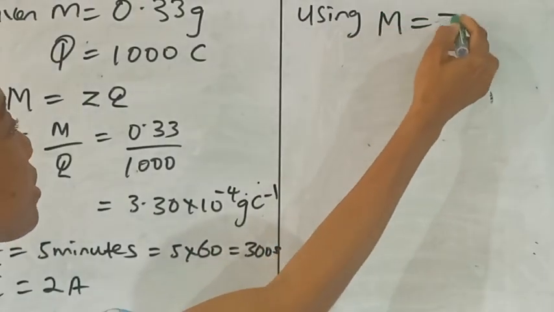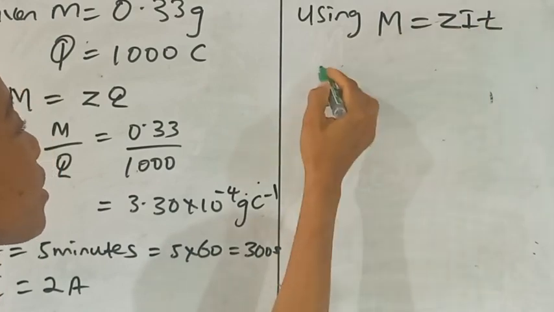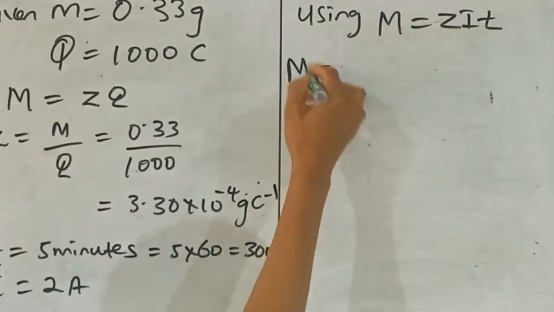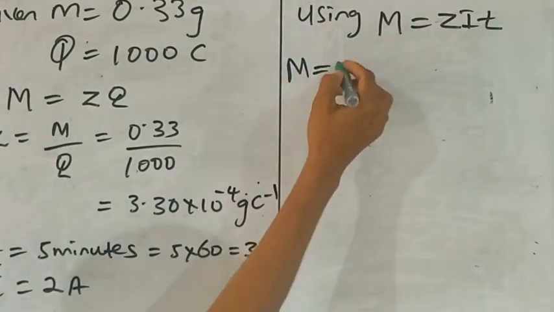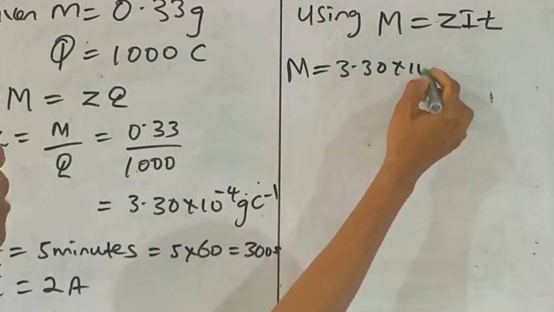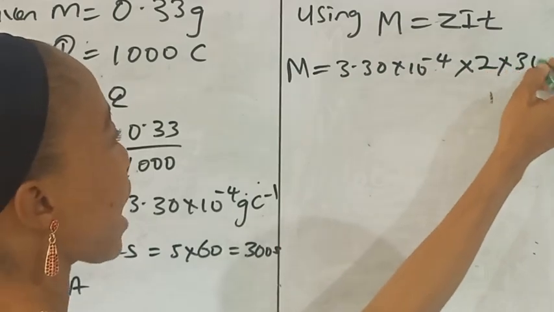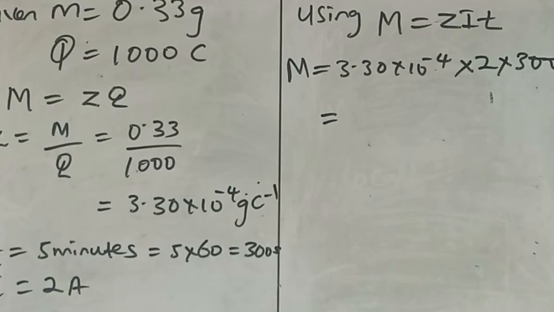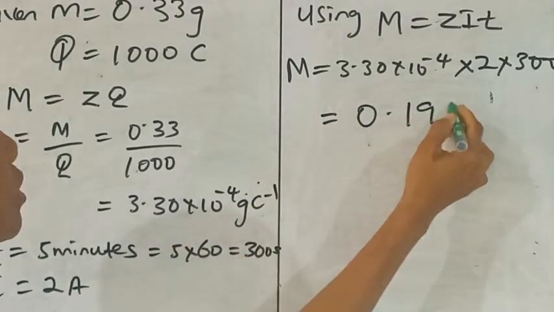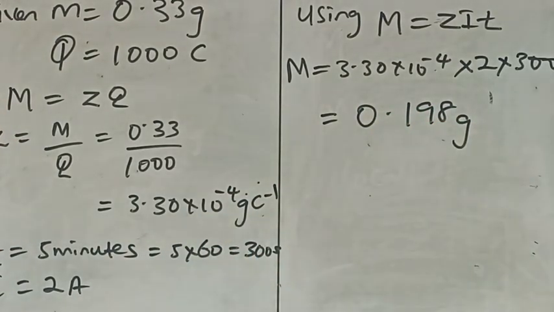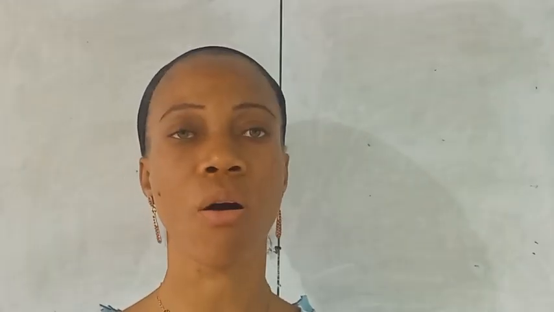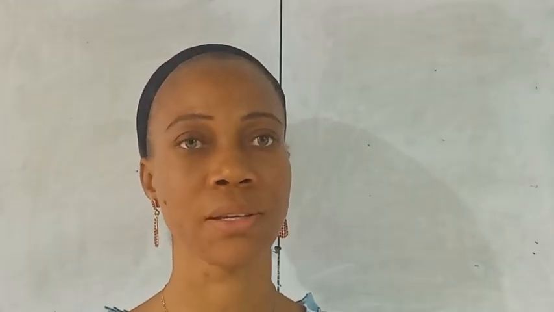Using M equals ZIT, Z we have as 3.30 times 10 raised to power minus 4. Current is 2. Time is 300. So the final answer, the mass we are looking for, will be 0.198 grams.